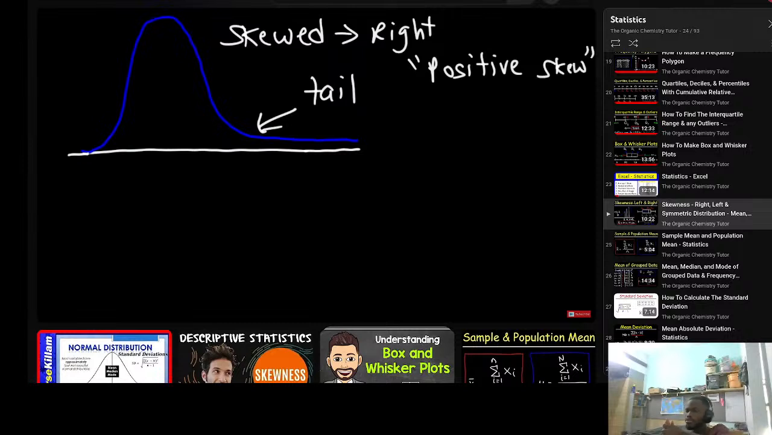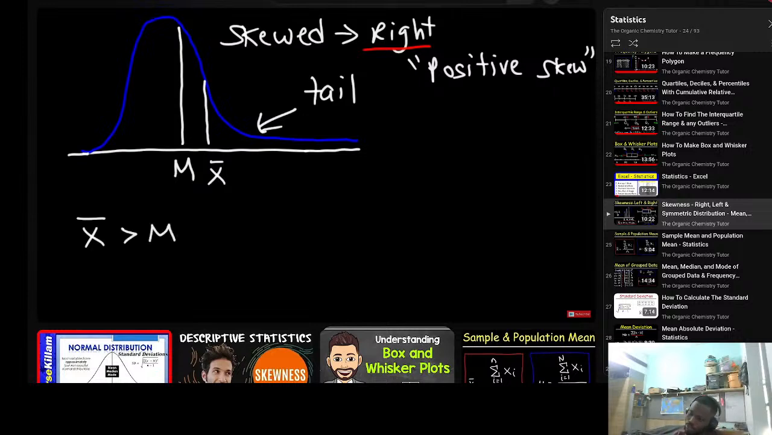Now, where is the mean, the median, and the mode in this case? The mode is going to be somewhere over here. I mean, not the mode, the median. This is the median represented by capital M. Now, where is the mean relative to the median? Because the data is skewed to the right, the mean is going to be to the right of the median. So we can say that the mean is greater than the median.